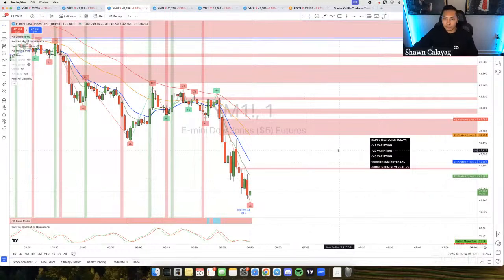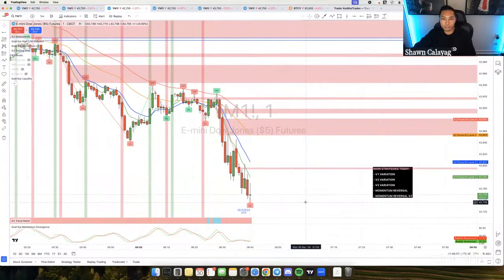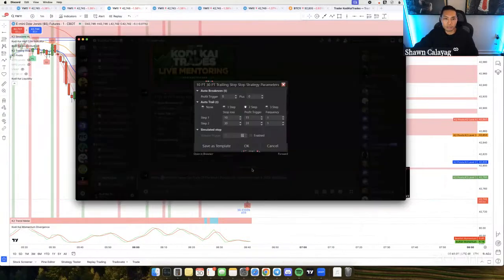I'm still looking for my entry, guys. In order for me to get my entry, I need a buy signal. So there's nothing for me to take here. I'm just waiting for that buy signal to come up, confirm the retracement, and I'll look for the correction back down. But anyways, here are the settings right here.